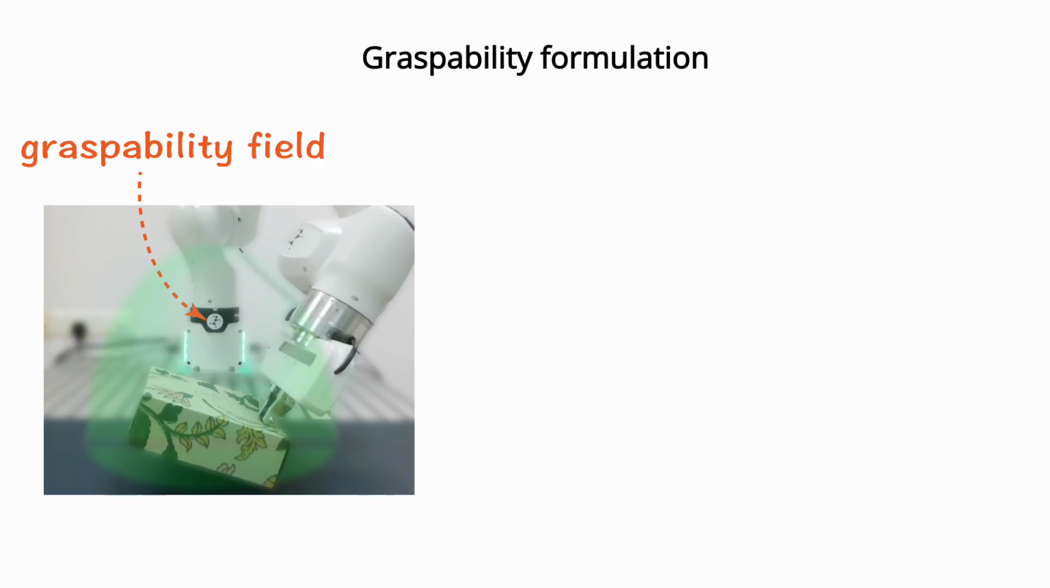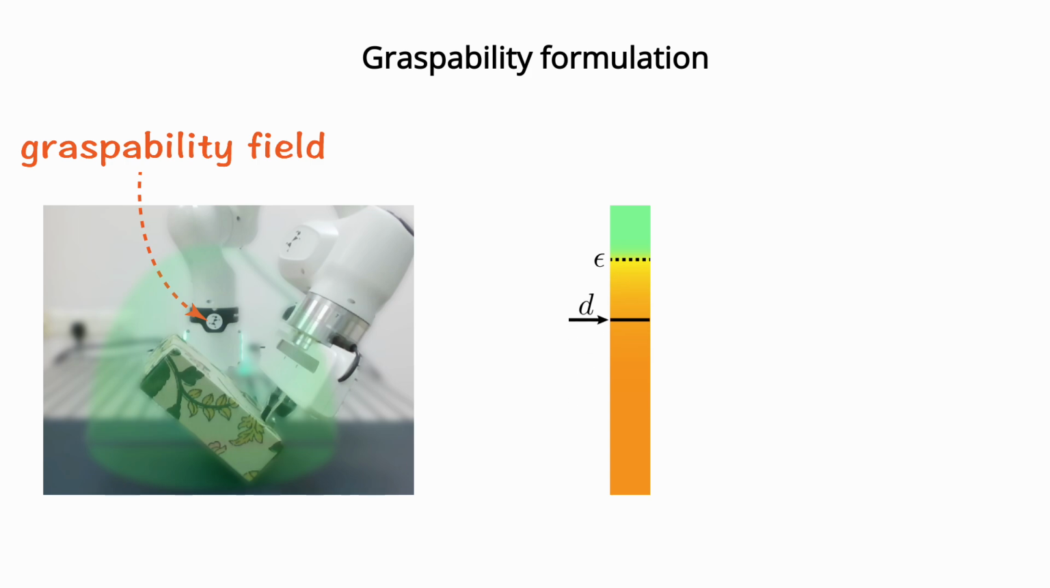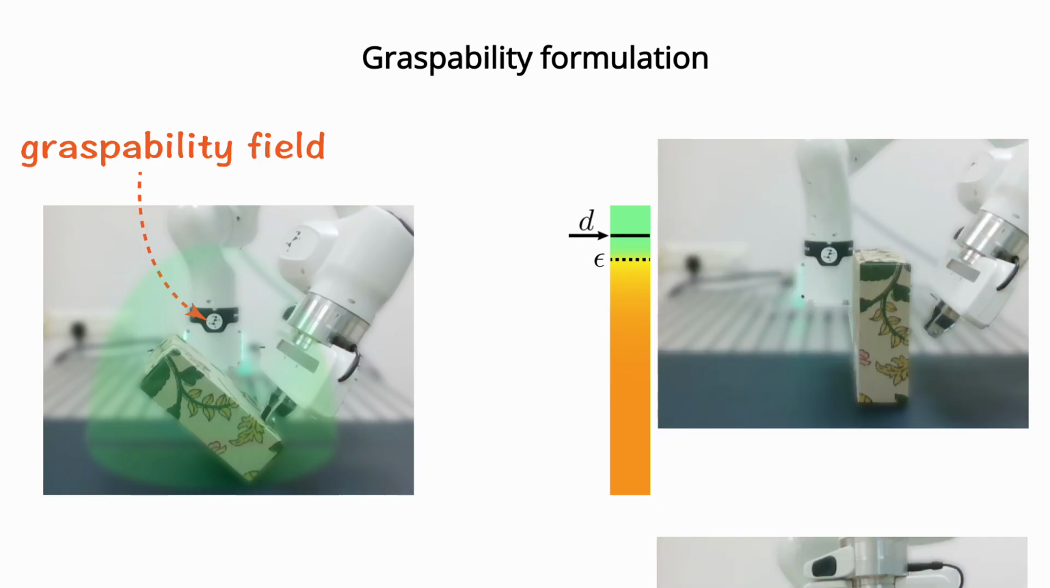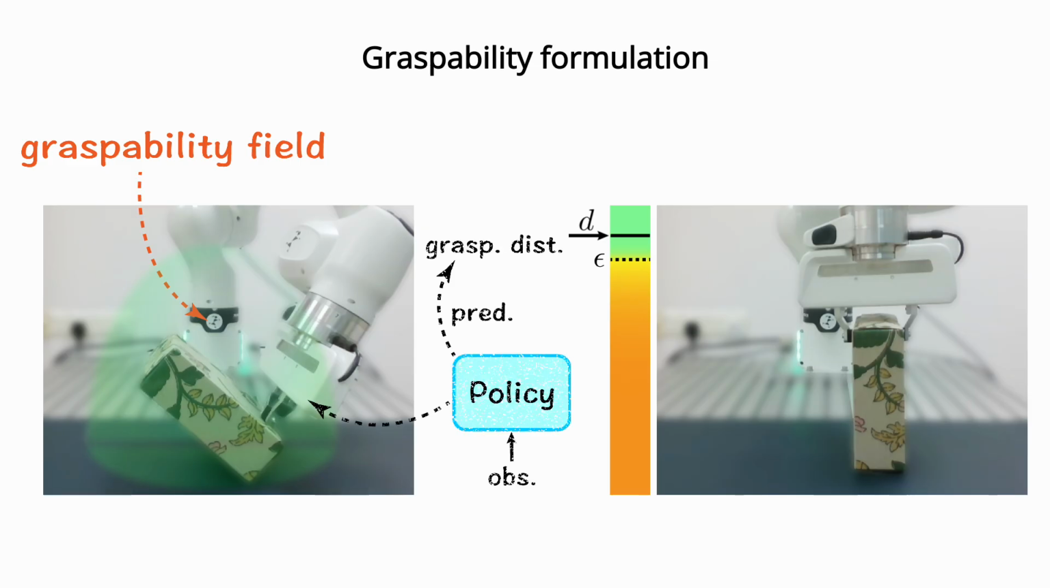The graspability field measures how suitable the current object state is for successful grasp execution. This scalar signal provides dense supervision for reinforcement learning and indicates when manipulation should transition to grasping. In addition, the policy predicts the distance to the graspable region and an executable grasp pose, which together guide both the manipulation process and the final grasp execution.